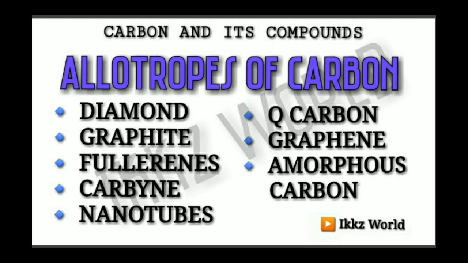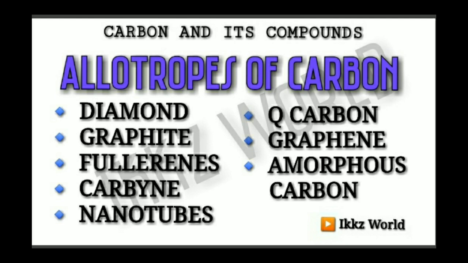Remember, all these different allotropic forms of carbon are pure forms of carbon. They have the same chemical properties. For example, if we burn these allotropic forms of carbon in air, all of them will produce carbon dioxide gas, which indicates that they are all actually pure forms of carbon, but they have different physical properties. That's why they are allotropes. This difference in their physical properties is because of the difference in the arrangement of carbon atoms in them.